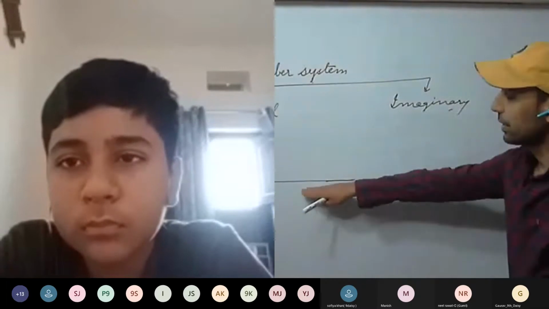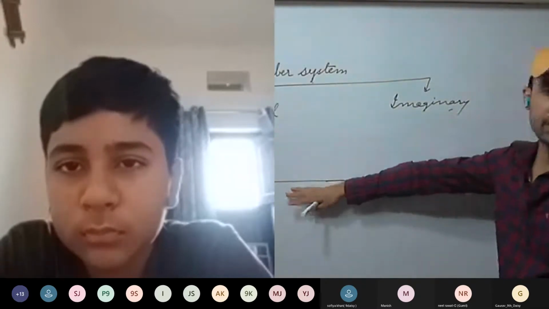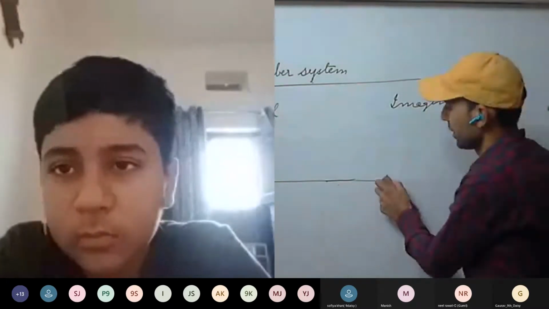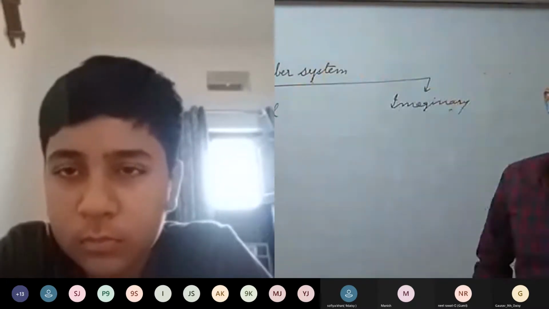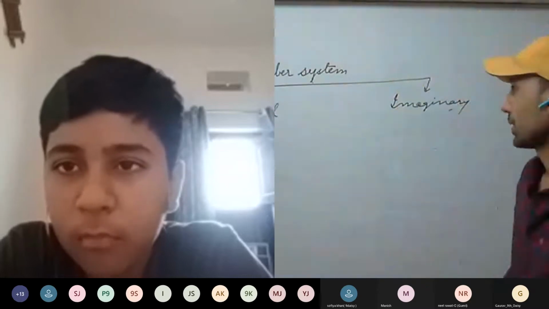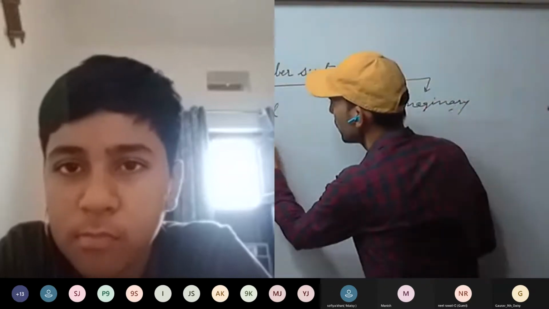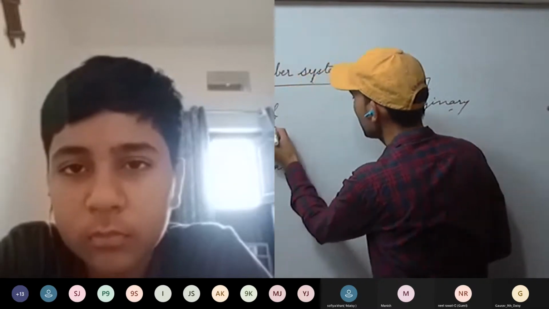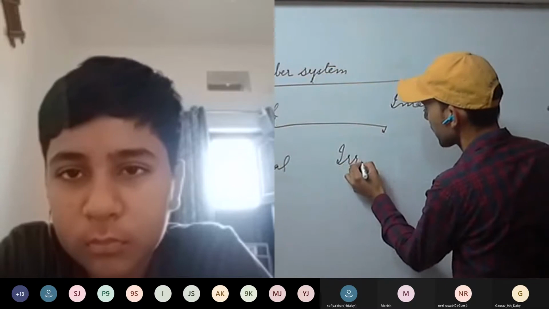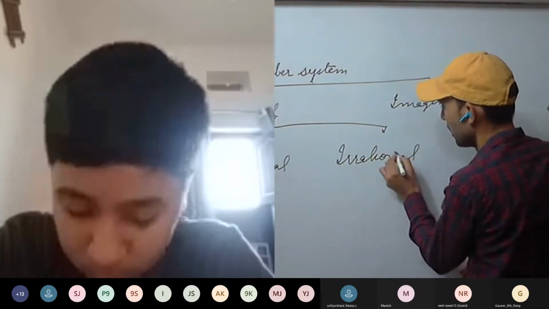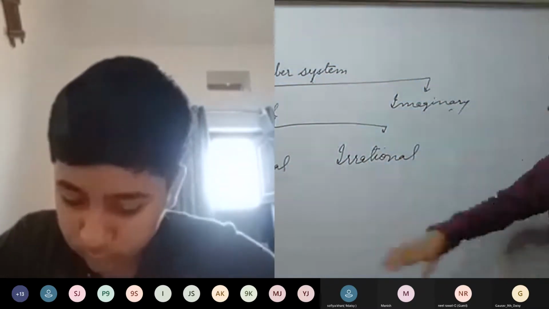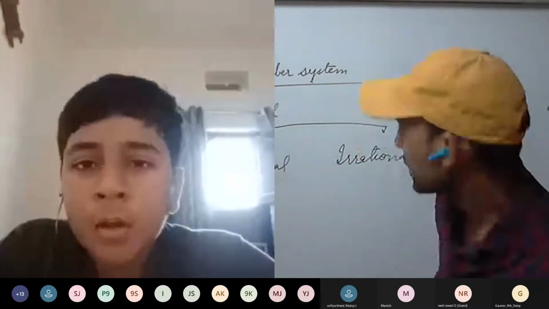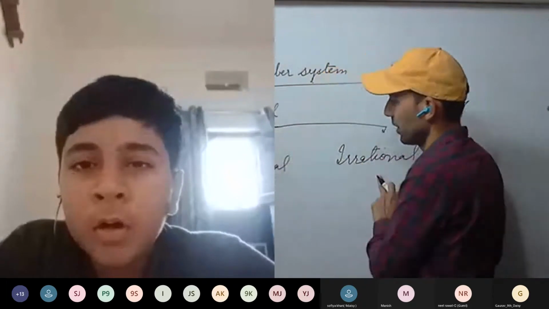And this number line is our real number line. That is, only the real numbers can be represented on this number line. Therefore, this line is called the real number line. Now, real numbers we can further divide into two groups. That is, rational numbers and irrational numbers. These real numbers we can further divide into two groups, which are rational numbers and which are not rational.